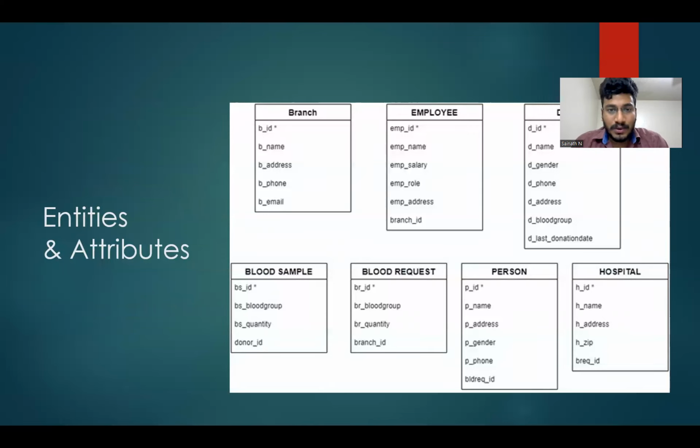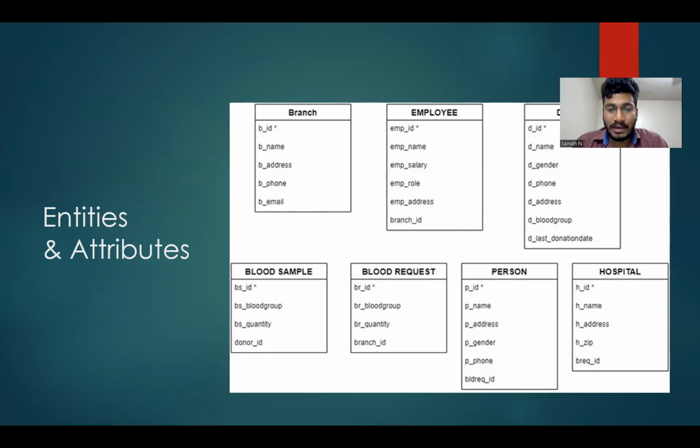And coming to this project, I have implemented it considering 3 plus 4, a total of 7 tables, which are nothing but entities: branch, employee, donor, blood sample, blood request, person, and hospital. Each entity has a primary key which is unique to the table, and that primary key is referenced as a foreign key in another table. That's how we connect the tables. And coming to the branch table, bre_id is nothing but the branch ID, which is unique.